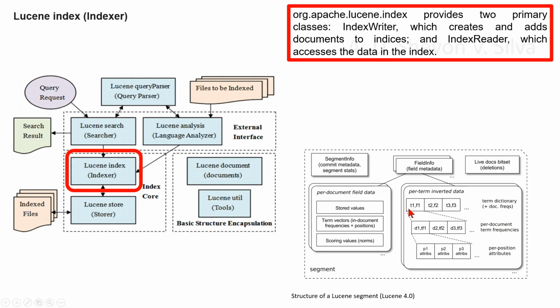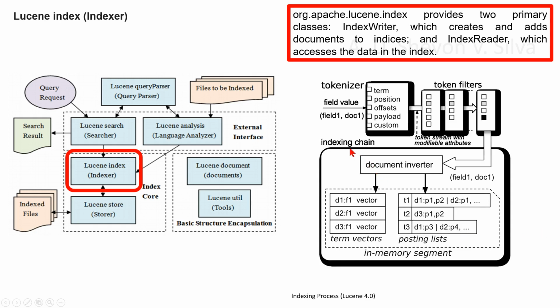Here you can see a term dictionary plus doc frequencies. Here it is more descriptive, and inside it there are per document term frequencies, and inside it per position attributes. Here you can see live docs, or bit set deletions.